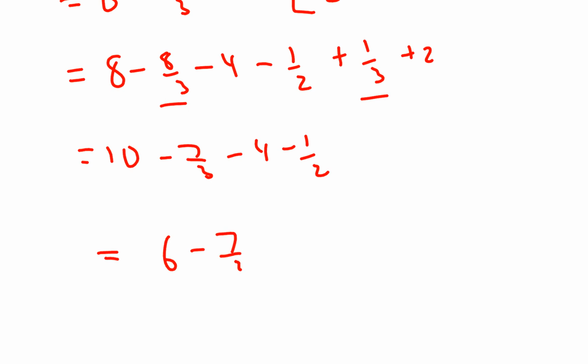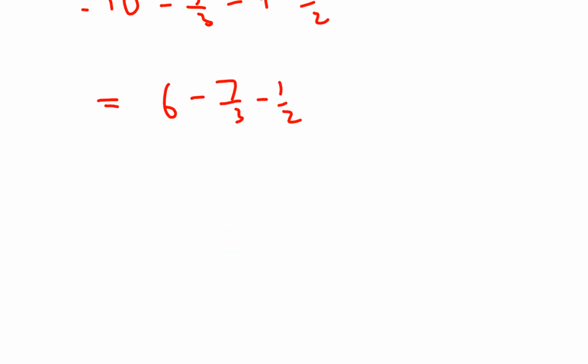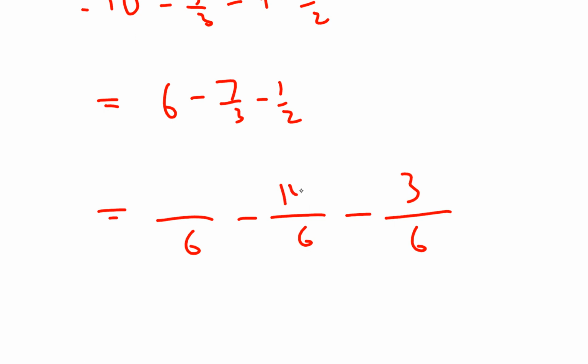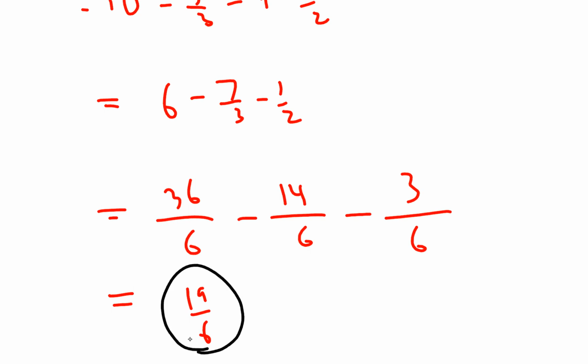So what do we have now? 6 minus 7/3 minus 1/2. I guess your common denominator is going to be 6 here, right? Everything's going to be over 6. And so this is 3/6. This is 14/6. You can see I multiply top and bottom by 2. And then this is 36/6. So if we were to just subtract that carefully, we'll get 36 minus 14 minus 3. So we end up getting 19/6. Okay, good times. We did a whole bunch of work.